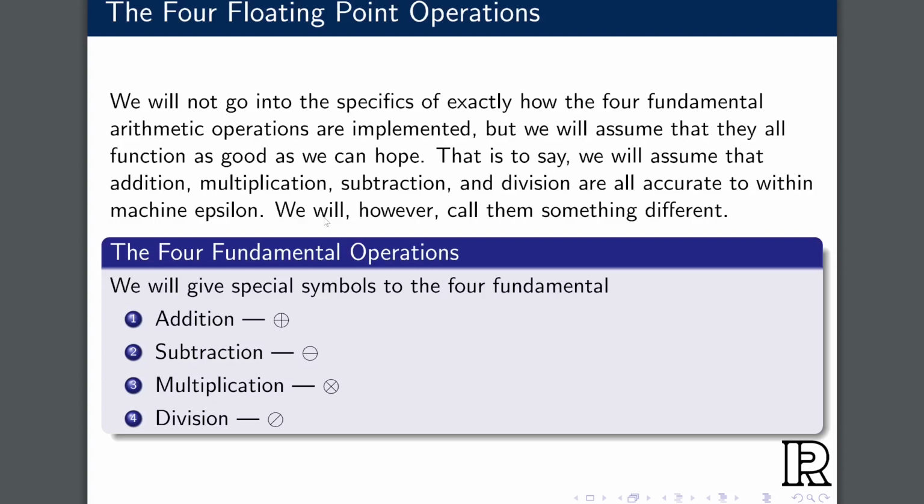From a mathematical point of view, we take this axiomatically. We just assume that that is true. We assume that all of these are accurate to within machine epsilon, and we don't worry about anything else. However, there is still error. So we can't call them plus, minus, multiply, and divide. We have to call them floating point addition, floating point subtraction, floating point multiplication, and floating point division. We give them their own little symbols, circle plus, circle minus, circle times, and circle slash. And we just assume all of them work.